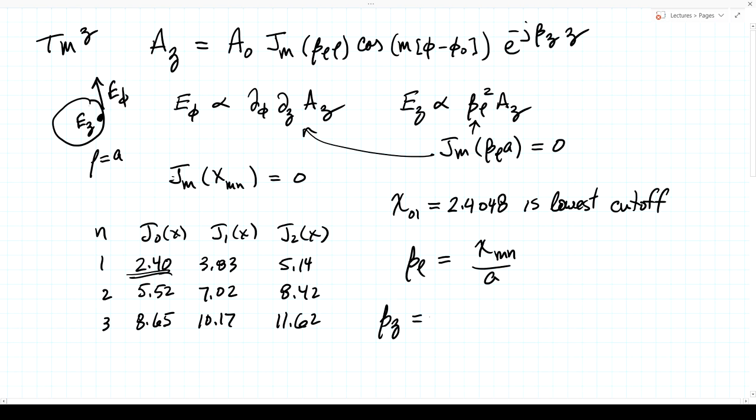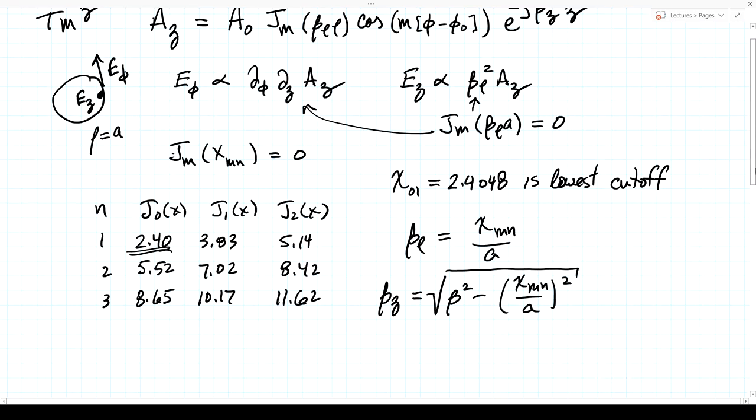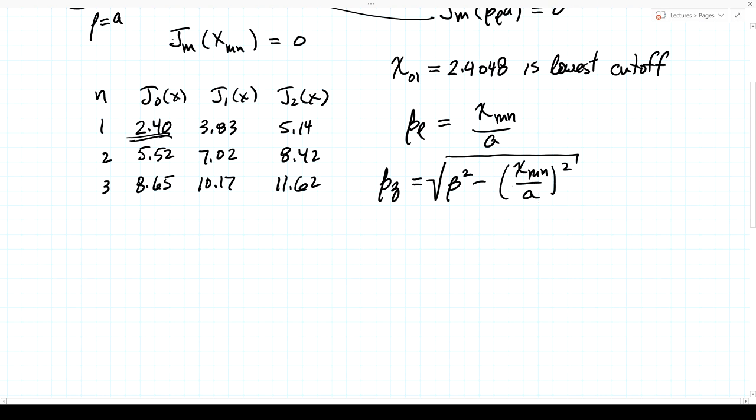And as before, our beta z will then be the square root of beta squared minus beta rho squared, which is chi_mn over a, squared. We find then a cutoff when beta equals chi_mn over a, and that defines the TM cutoff frequency of the mnth mode. It looks just like our expression for the TE case, 1 over 2 pi root mu epsilon, except instead of chi prime_mn, it's just chi_mn over a. Of course, the lowest of those will be when you have the smallest chi_mn, and that's the 2.4048 value there.